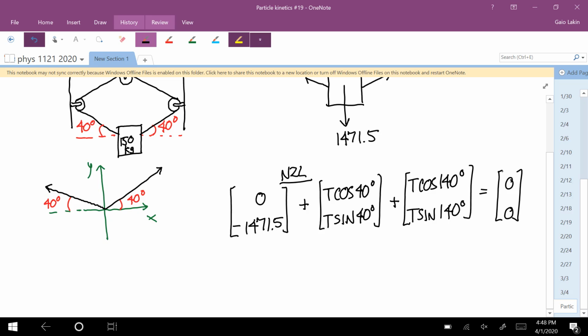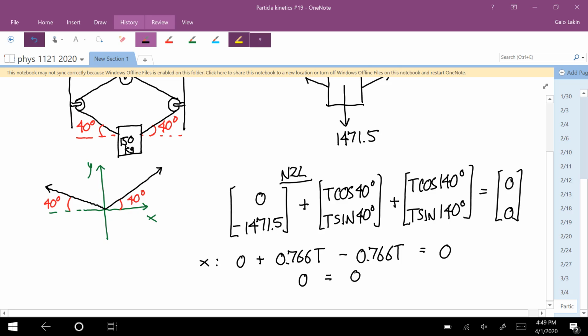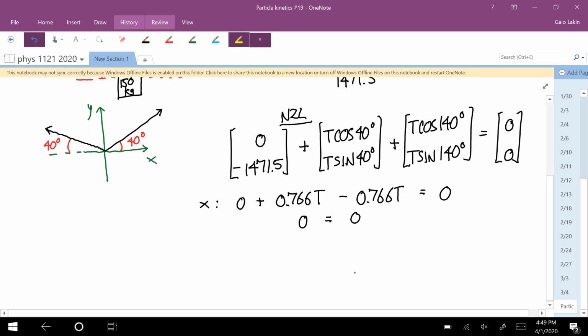All right, so we get two equations. The x equation says 0 plus 0.766 T, that's T times cosine of 40, plus T times cosine of 140, which is negative 0.766 T, is equal to 0. Okay, so that one doesn't help. That just gives us 0 equals 0. But the y equation is not going to cancel out, and that will give us something useful.